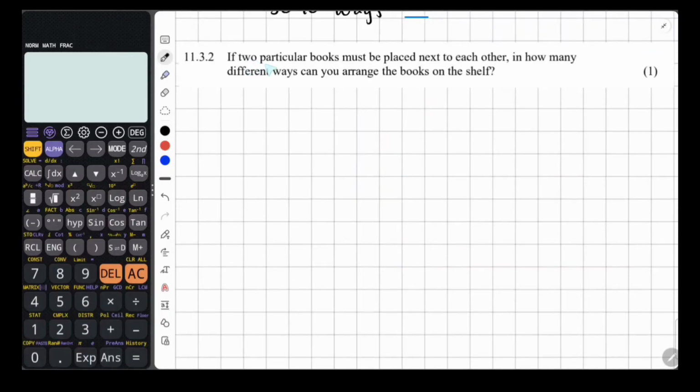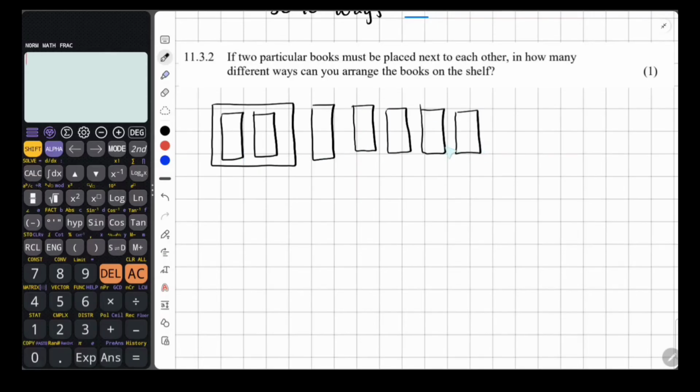Then the second one says, if 2 particular books must be placed next to each other, in how many different ways can you arrange the books on the shelf? Okay, so now there's a grouping happening here. They don't tell us which 2 specific books, but we know that 2 books are going to be grouped together. So I'm going to put it like this. This is 2 books being grouped together. Remember, we have 7 books in total. So the other 5 books are just going to be put here as well.